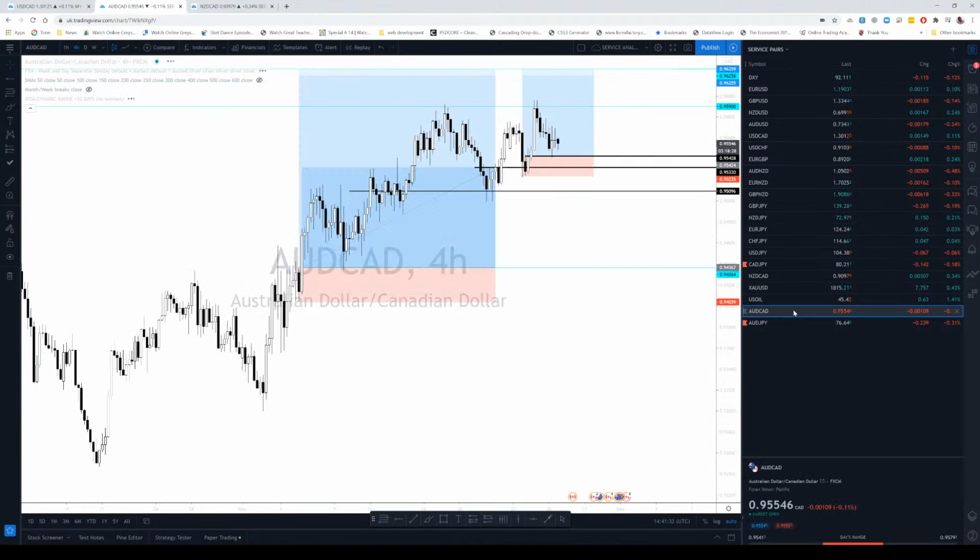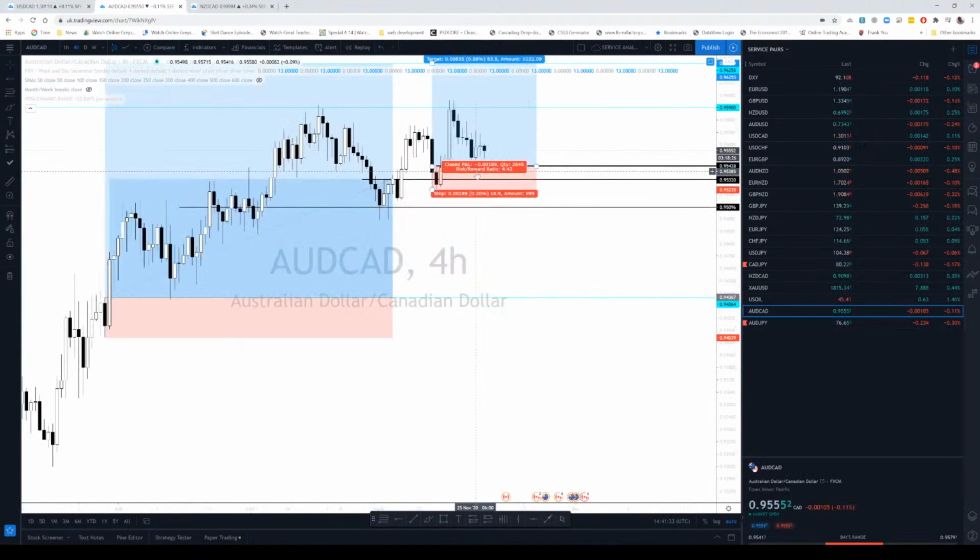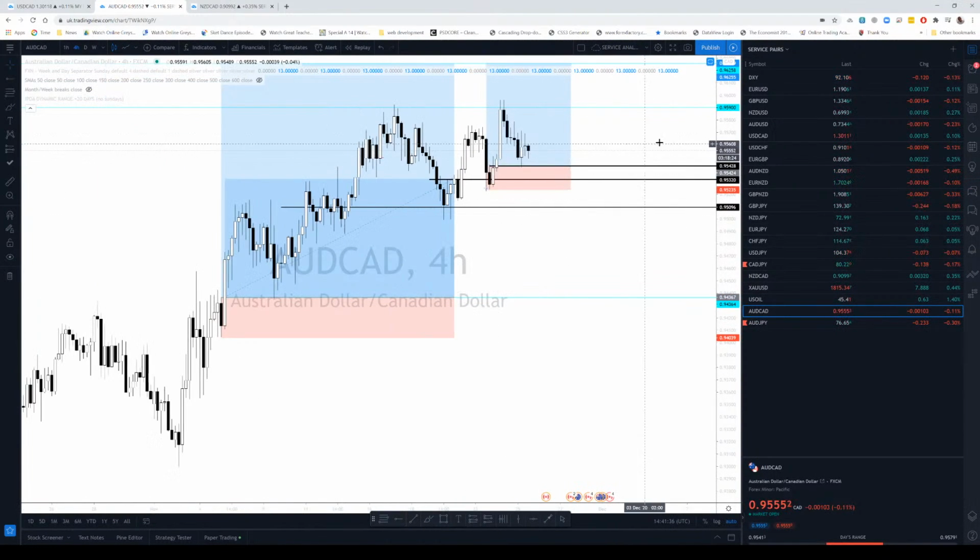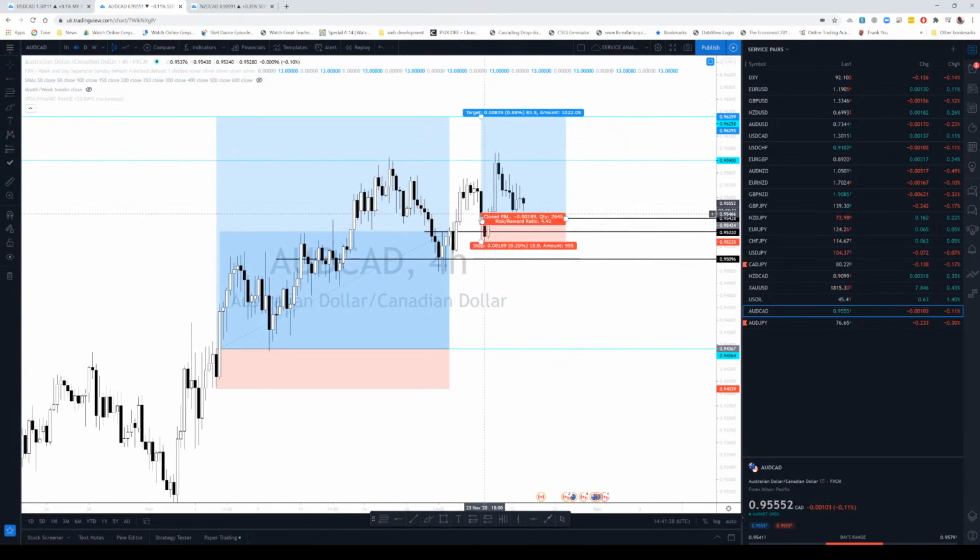Aussie CAD, I'm still expecting higher prices on this. So if we trace to this down candle, I'm still expecting higher prices, right? So that's where we are at, and that's where I'm expecting price to go. So I'll leave this one up to you to decide what you want to do with it.